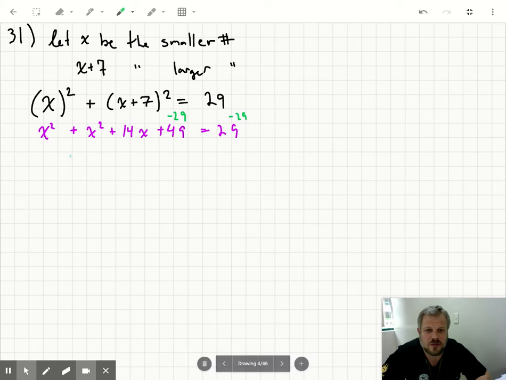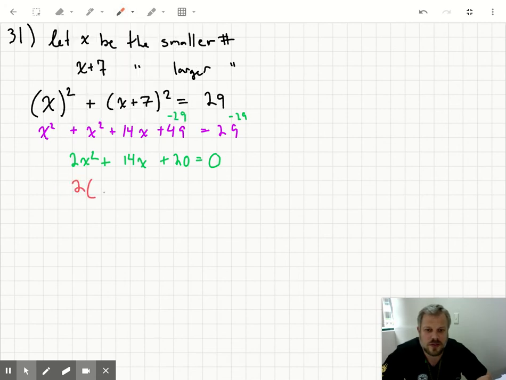So then we have 2x squared plus 14x plus 20 equals 0. And I have a common factor of 2, so I'm going to factor out a common factor of 2. So we have 2 times x squared plus 7x plus 10 is equal to 0.